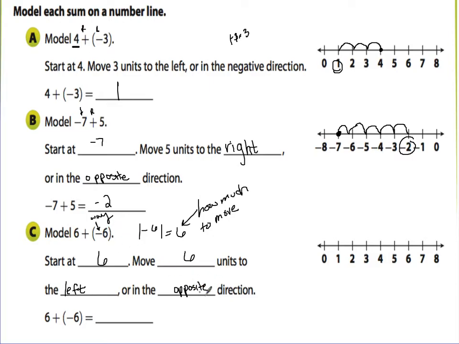If this were a positive number, we'd be moving in the same direction. So here, if I start at positive 6, and I'm moving 6 units to the left, 1, 2, 3, 4, 5, 6. So 6 plus a negative 6 got me 0. I want you to take a look at this and keep in mind what's happening to your answers when you're adding a positive and a negative, and pay attention to what happens when that negative number is further away from 0. We're going to talk about that a little bit more coming up.